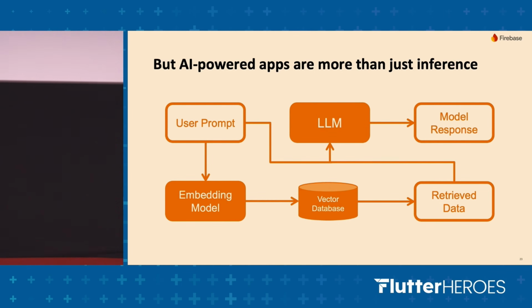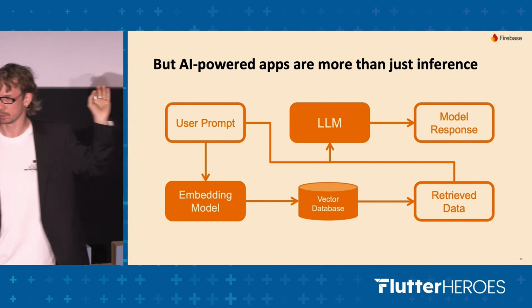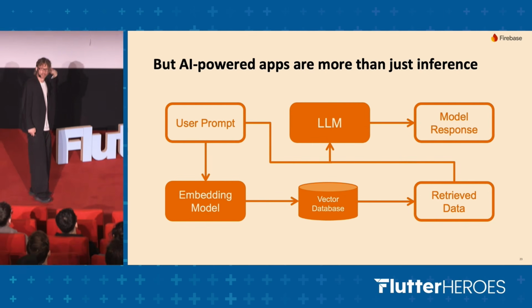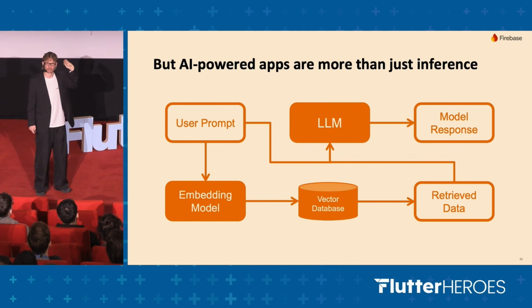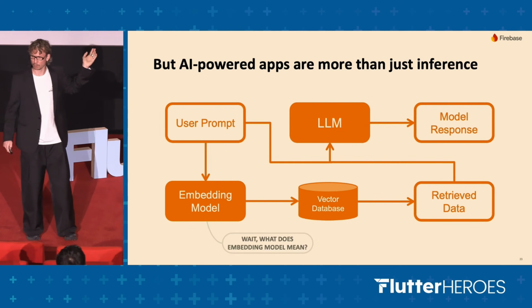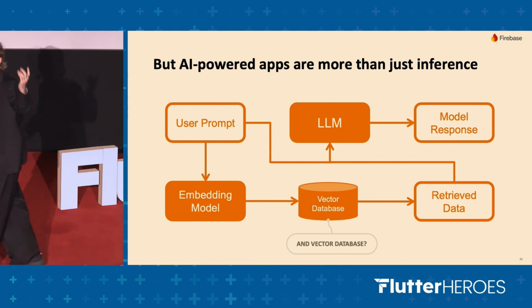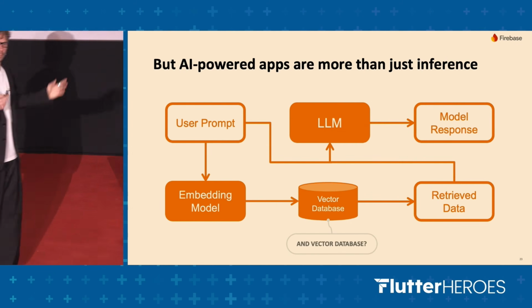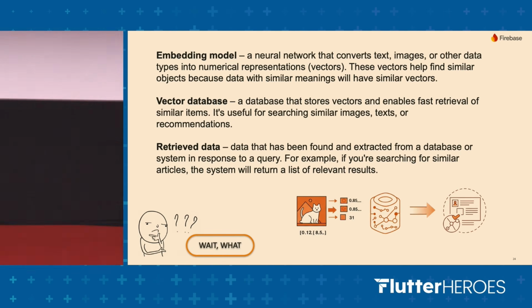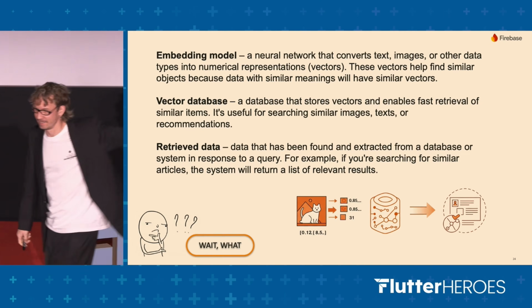For example, this scheme of AI-powered apps is a little bit more complex. User prompt, embedding model, vector database, retrieve data, LLM, and finally response. But a lot of new terms. Yeah. Embedding model, vector, retrieve data, vector database. Tons of new terms. So if you didn't answer me about AI inference, I won't ask you about these terms, but there is an explanation.